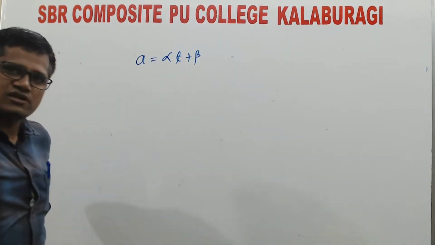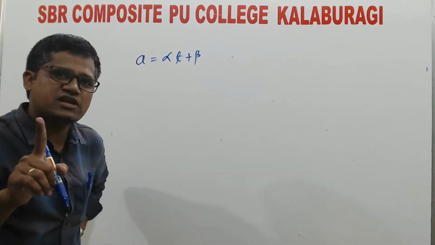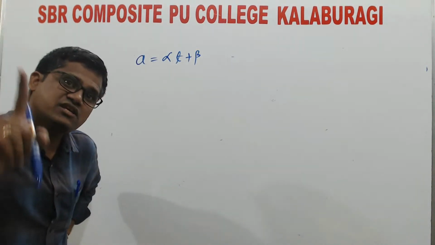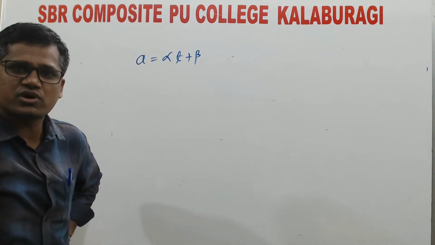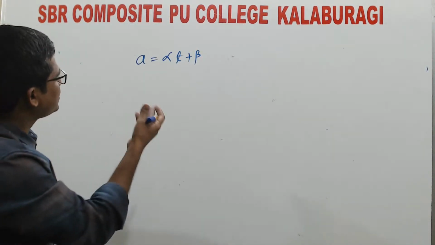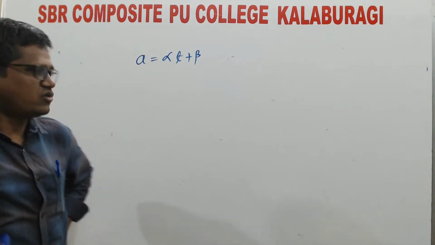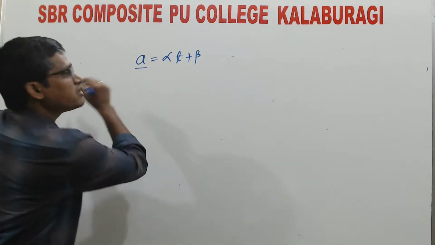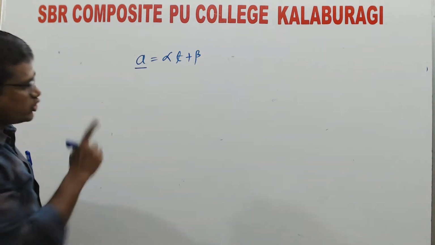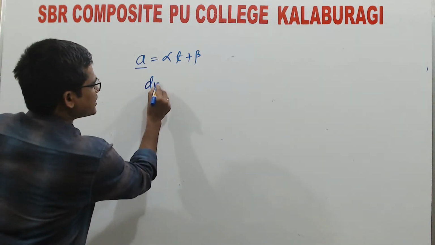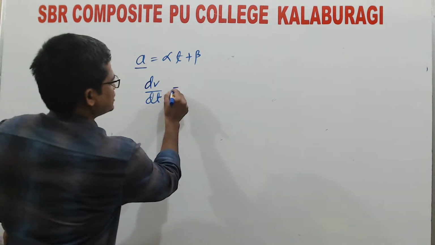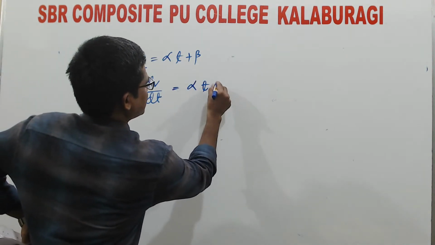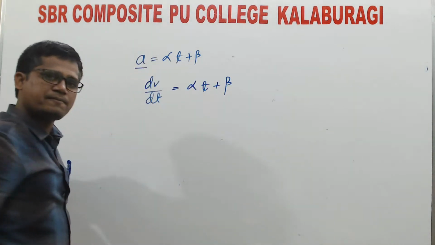What is the meaning of this? This is not uniform acceleration. Acceleration is changing. Sometimes 10 meter per second square, sometimes 20 meter per second square, depending on time. Right? Okay. If you write it in differential form, how do you write a? Change in velocity by time taken is equal to alpha t plus beta.